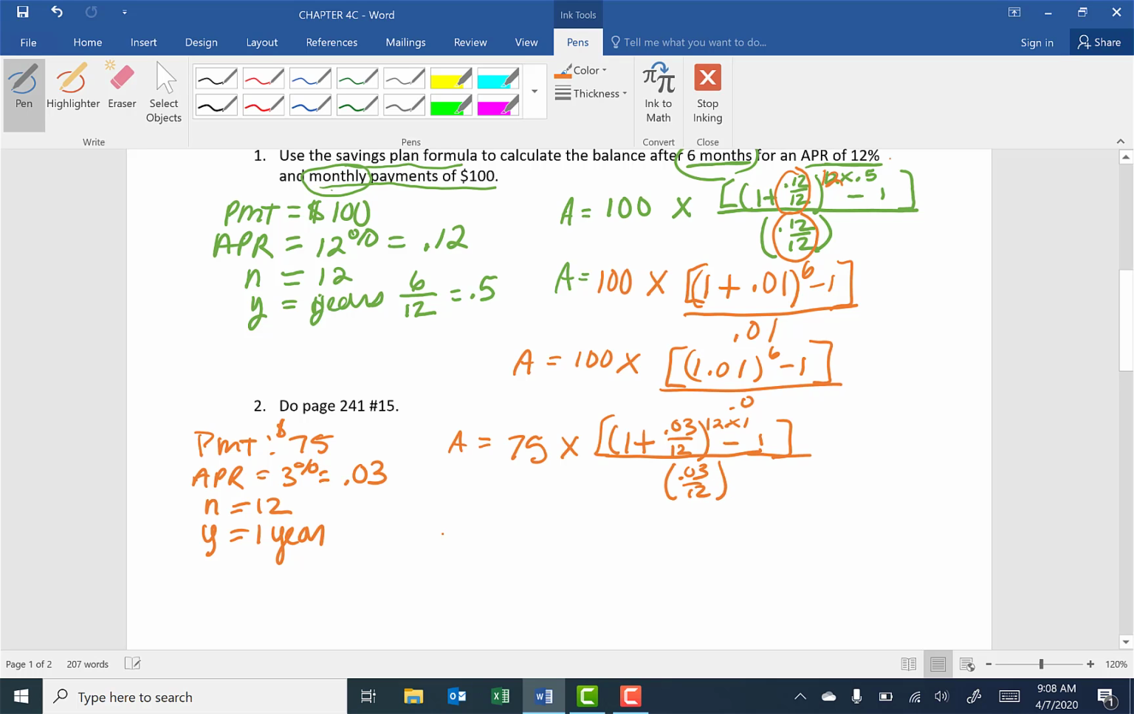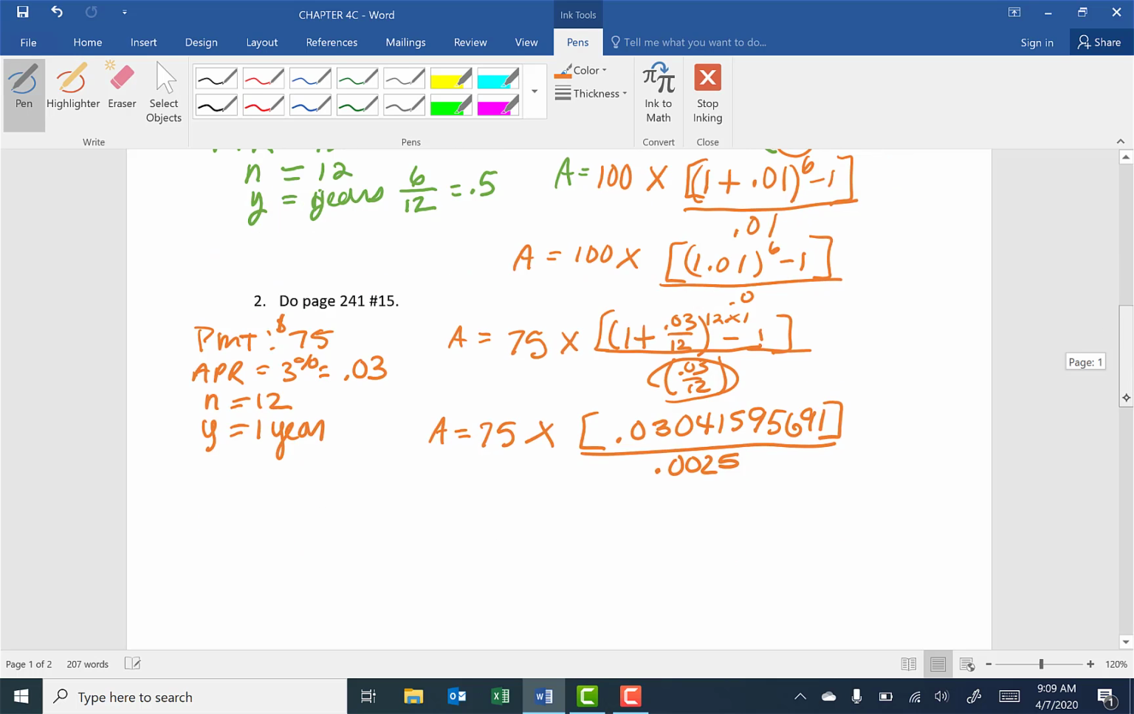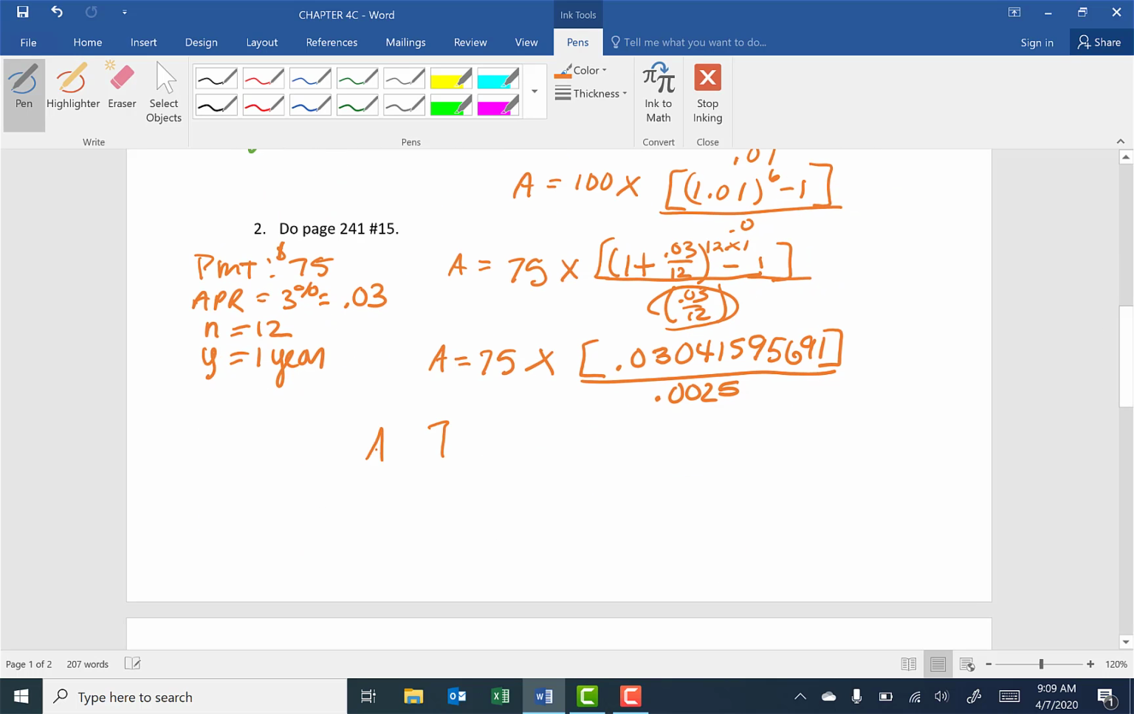0.03 divided by 12. A is going to equal 75 times, if you work this out, see if you can stop this recording and see if you can get this amount, 0.3041595691 all over this amount, which is 0.0025. And let's work that out, and we would get A equals 75 times, this works out to 12.1663827.